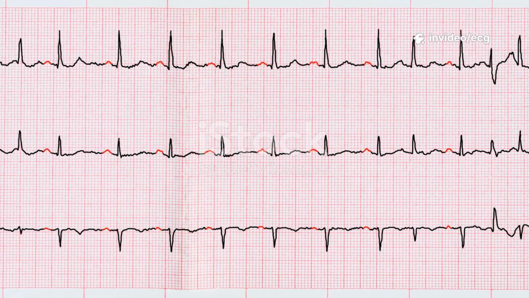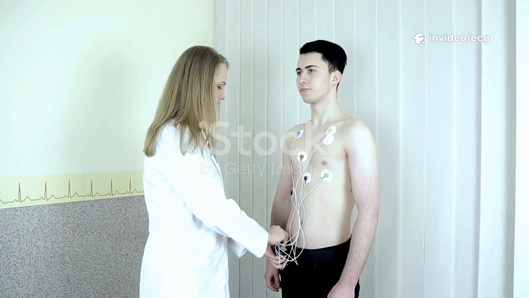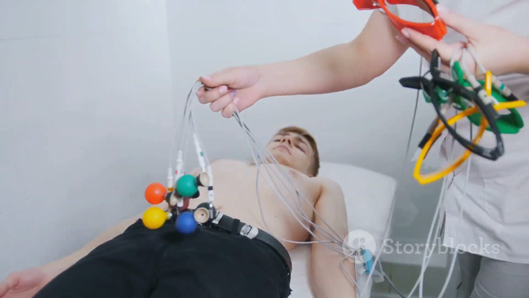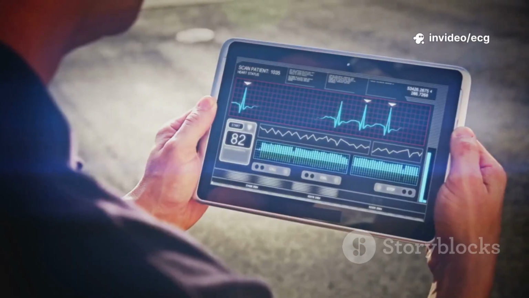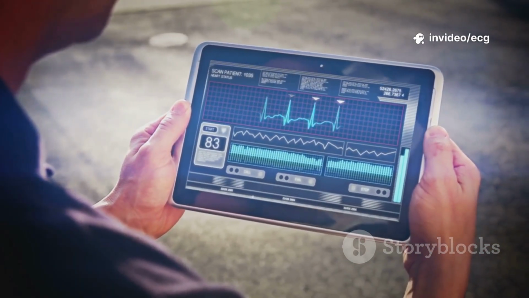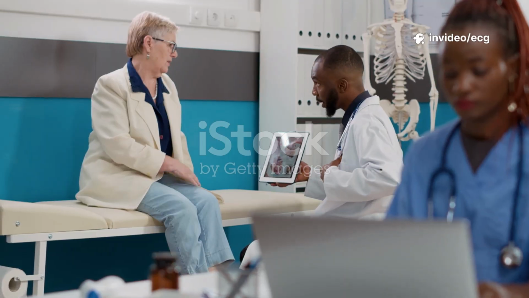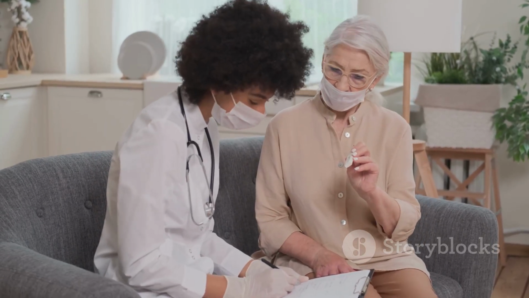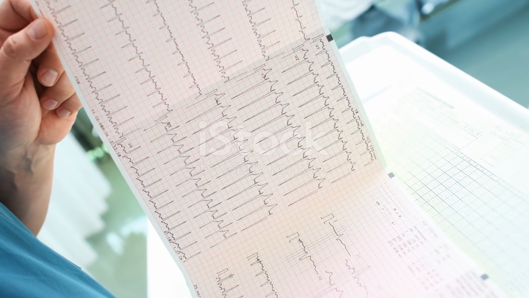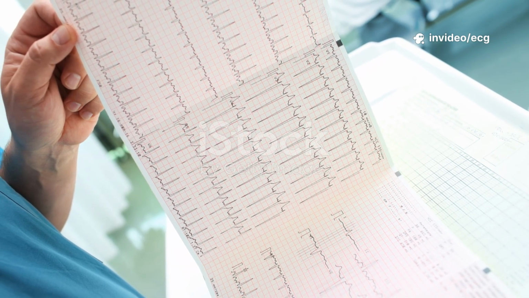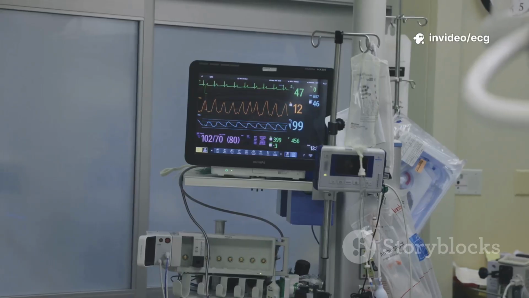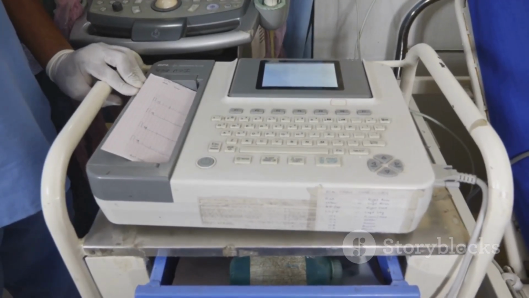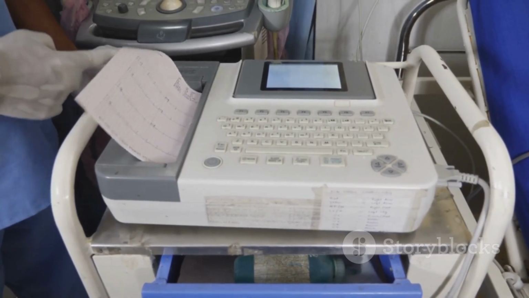Normal sinus rhythm is your baseline, a regular rhythm with an upright P wave preceding every single QRS complex. Atrial fibrillation, a very common arrhythmia, is identified by its classic irregularly irregular rhythm and the complete absence of discernible P waves. In contrast, atrial flutter often presents with a regular rhythm and characteristic sawtooth flutter waves, best seen in the inferior leads like lead 2, lead 3, and lead AVF. These distinct patterns are crucial to identify as they require very different management strategies.